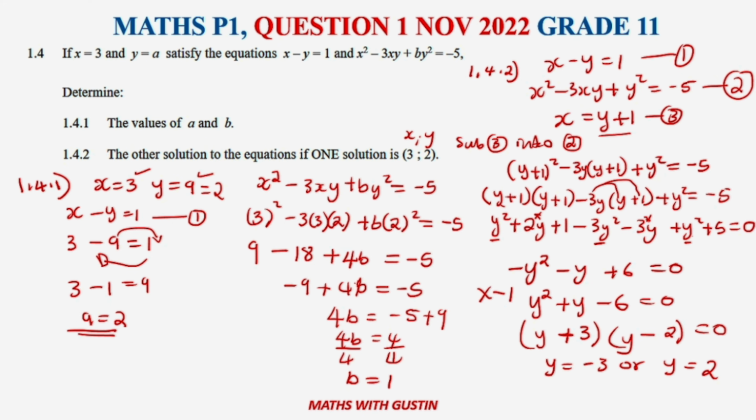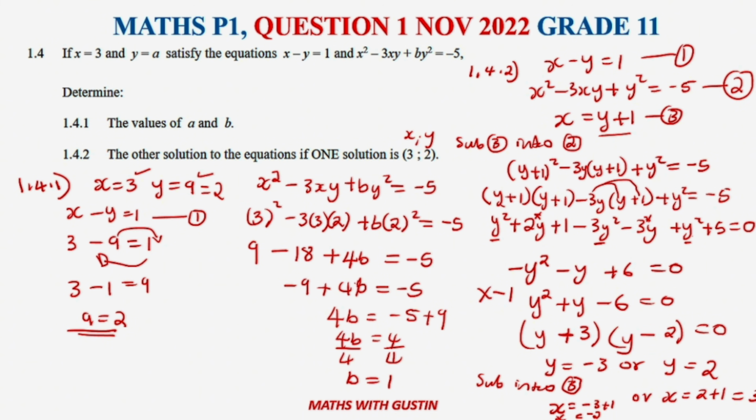Let me not forget, I'm forgetting something here. We need to substitute back. We need to sub back into which equation here? Let's say into equation 3 to get x. When y equals negative 3, x is going to be negative 3 plus 1, which gives us negative 2. I'm writing a little bit smaller here, guys. I'm out of space. Therefore when y equals 2, x equals 3. Okay, great stuff, guys. And this is how you would deal with a question like this one.